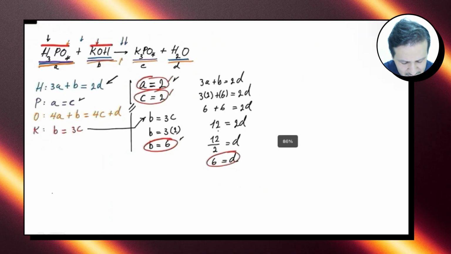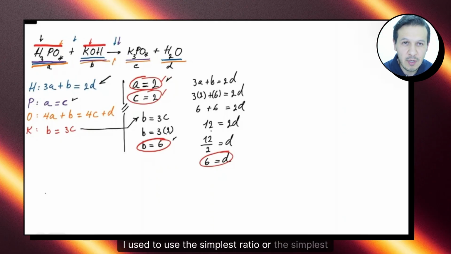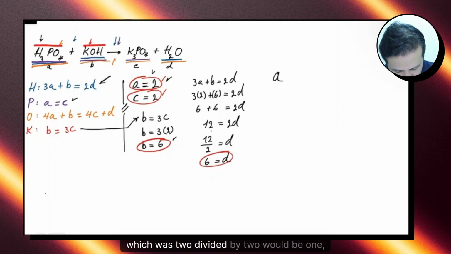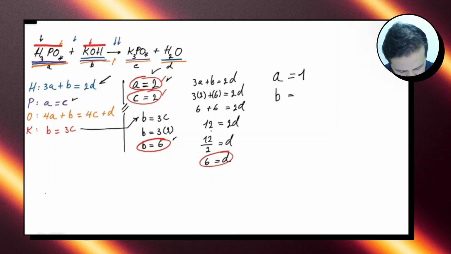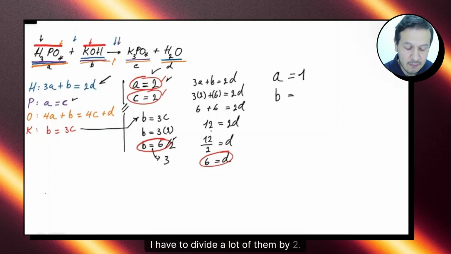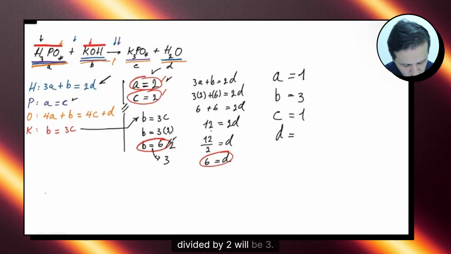If I divide these numbers by 2, remembering the chemical equations, I used to use the simplest ratio, the simplest number. So in this case, A, which was 2 divided by 2, would be 1. B, 6 divided by 2, will be 3, because I divided by 2. All of them, I have to divide all of them by 2. B will be 3. C, which was 2, is also 1. And D divided by 2 will be 3.